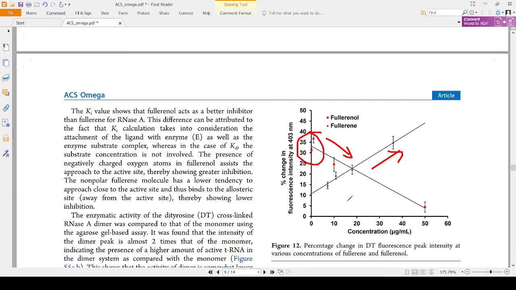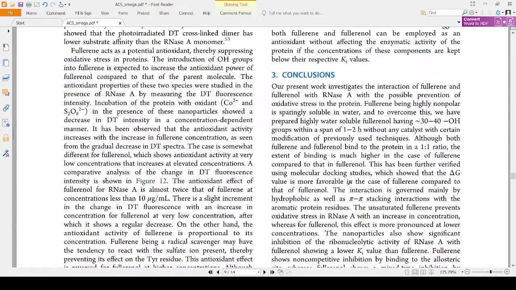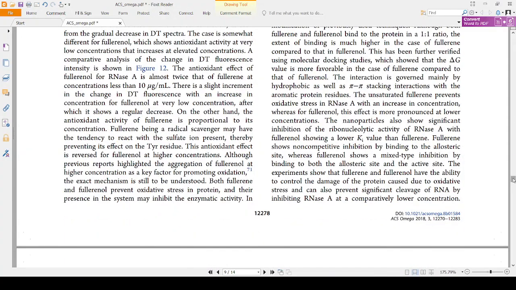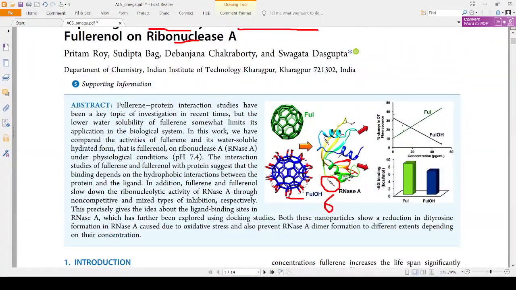Now this paper is quite important since it shows that fullerene and fullerenol, which exist in the form of nanoparticles, can interact with protein. So this is a protein nanoparticle interaction, and in addition, it shows fullerene has different binding behavior in the protein, and it can interact with the tyrosine residues. The next thing is that it prevents the dityrosine formation.